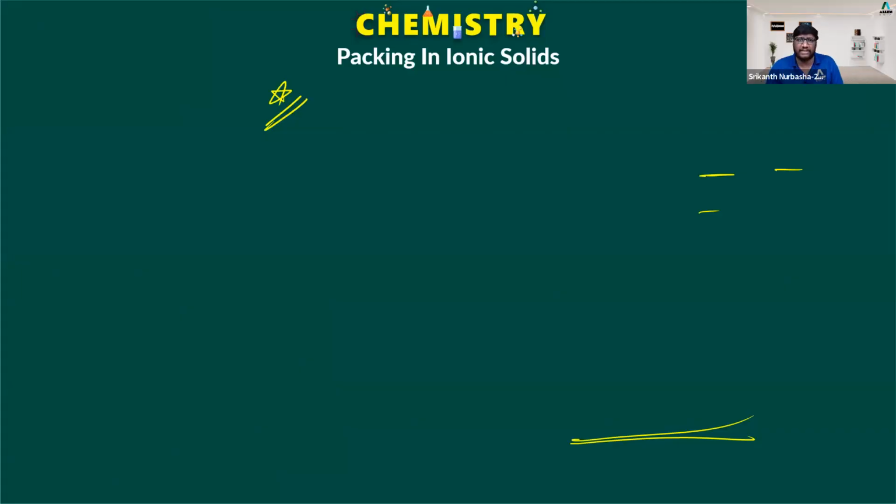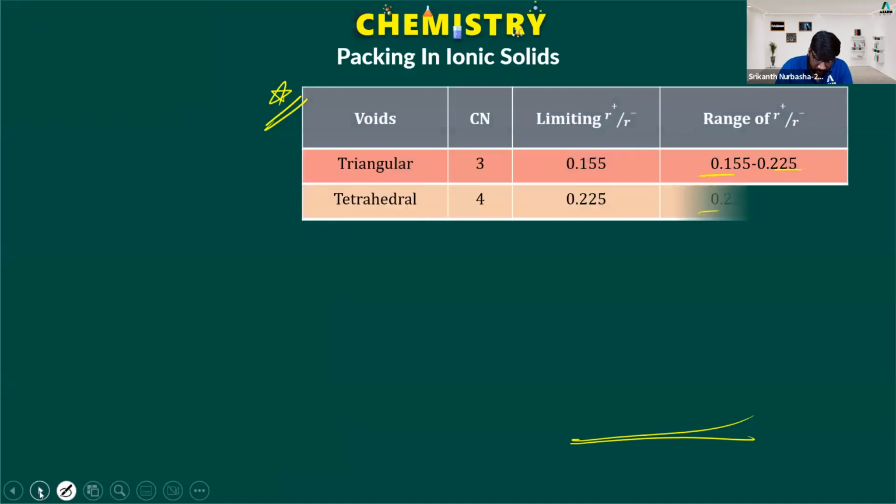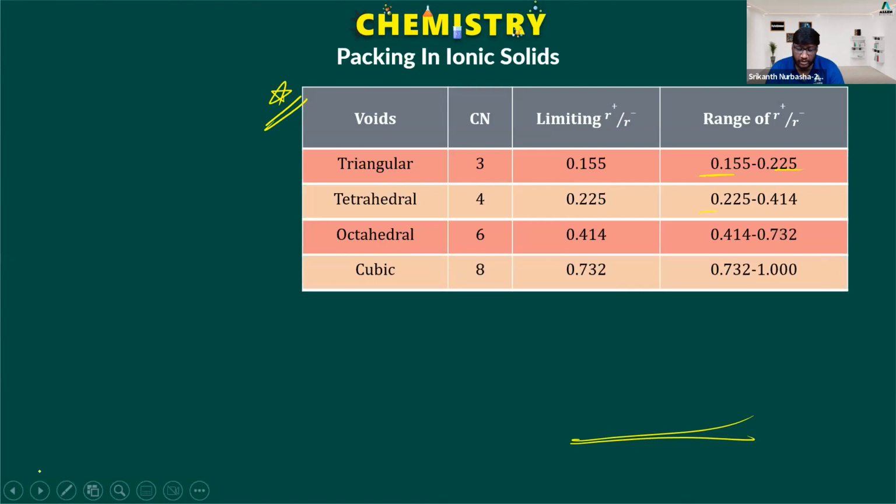So last class we have been discussing radius ratios and different types of crystals. We have seen that if the triangular void has to be formed, coordination number would be 3. The limiting radius ratio, radius of cation by radius of anion, is 0.155. Below that radius, the triangular void or crystal is not formed. Range is 0.155 to 0.225. In that range, we can have triangular void.